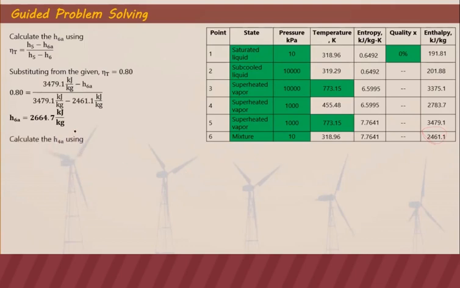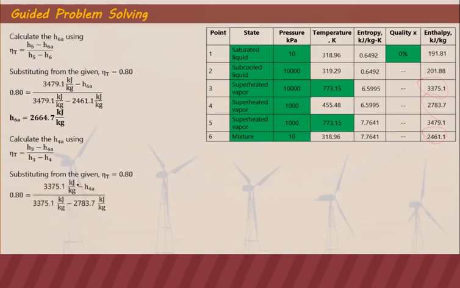Next is to calculate H4A. Since this is still a turbine, we can use the isentropic efficiency of the turbine. The points at the high pressure turbine are 3 and 4. So we are going to plug in the same isentropic efficiency of the turbine, 0.8, and then the table values of H3 and H4, that's 3275.1 and 2783.7. Then our unknown is H4A, so we calculate for that one. Our H4A is 2901.98 kilojoules per kilogram.